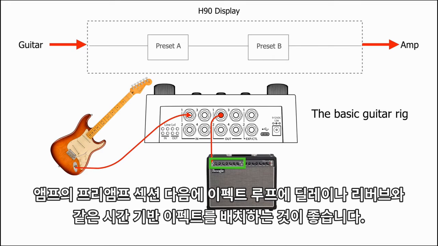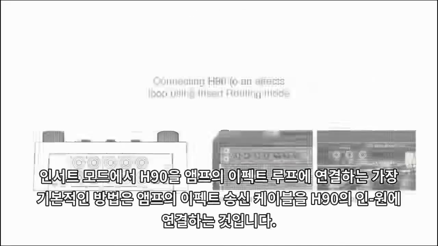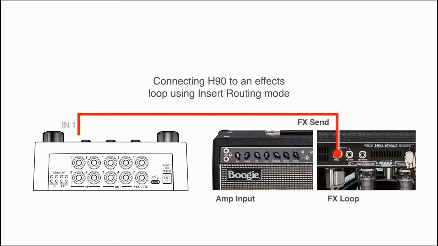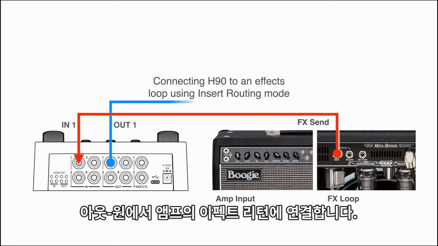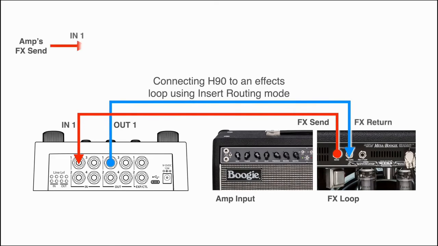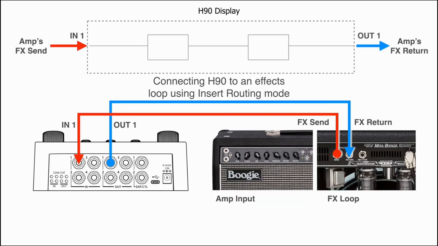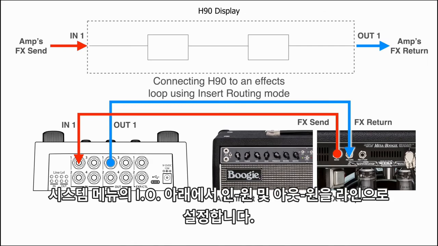It's good practice to place time-based effects like delay and reverb in the effects loop following an amp's preamp section. In insert mode, the most basic way to connect the H90 to an amp's effects loop is connecting a cable from the amp's effects send to H90's in 1. From out 1, connect to the amp's effects return. For most amplifiers, it'll be necessary to change the operating level of in 1 and out 1 to line level. In the system menu, under I/O, set in 1 and 2 to line.